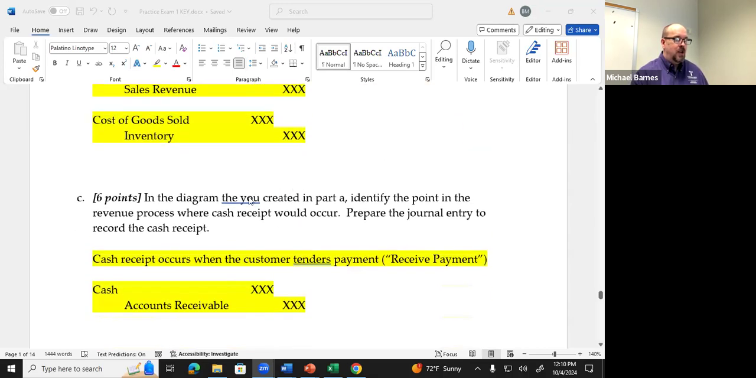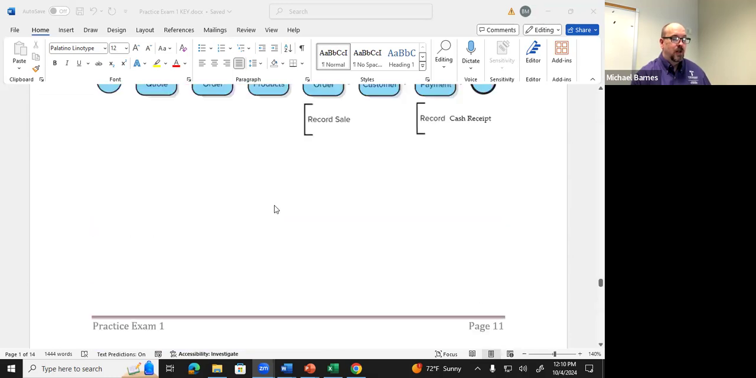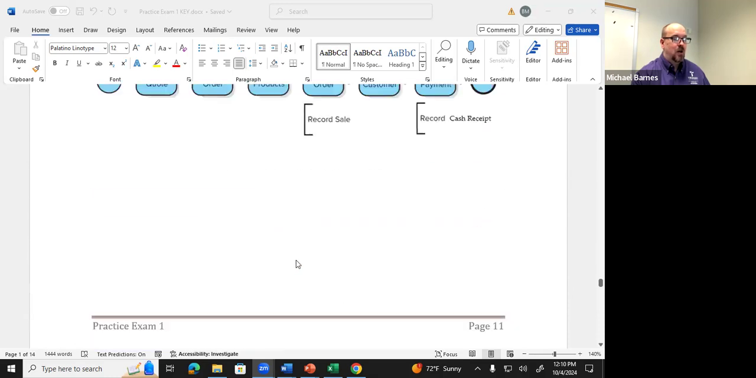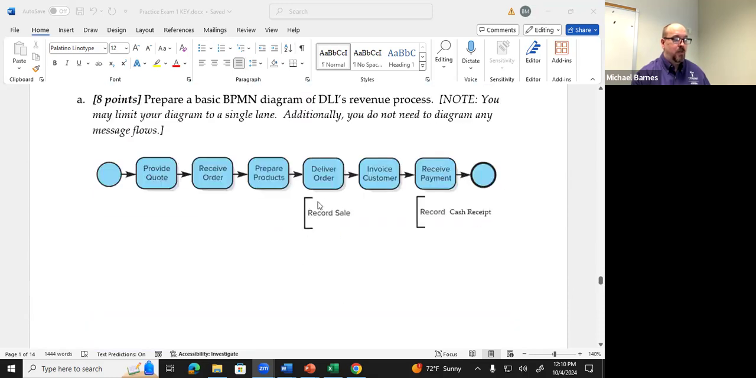And then in the diagram you created in part A, you can tell I copy and pasted, and I copy and pasted the same error. Identify the point in the revenue process where the cash receipt would occur, and for the journal entry, record the cash receipt. So you can answer this, by the way, a couple different ways. You can actually tell me right here in this diagram, or you can just draw your image and put it right here in the image.